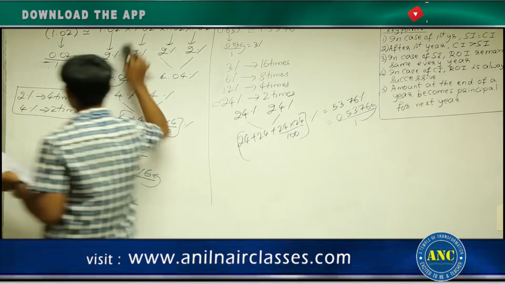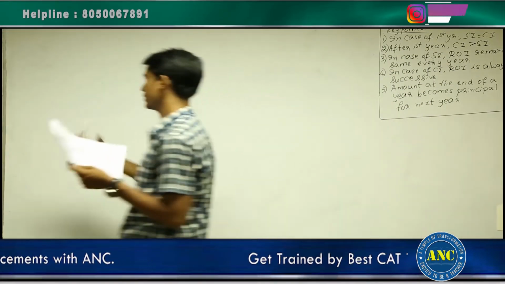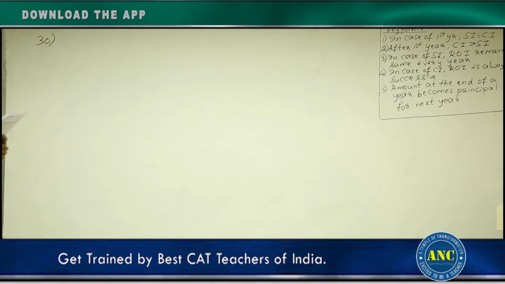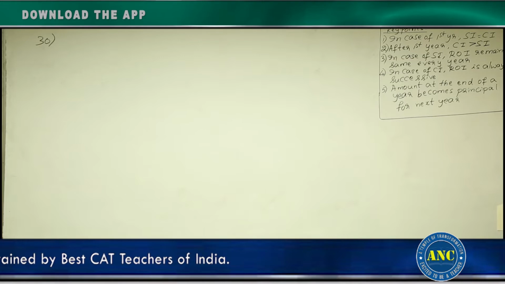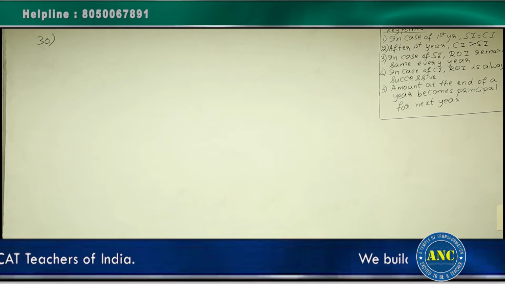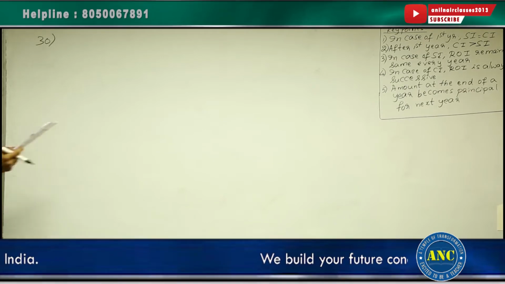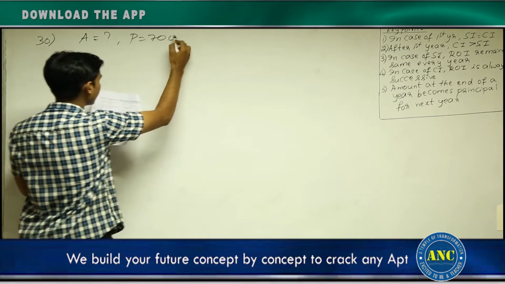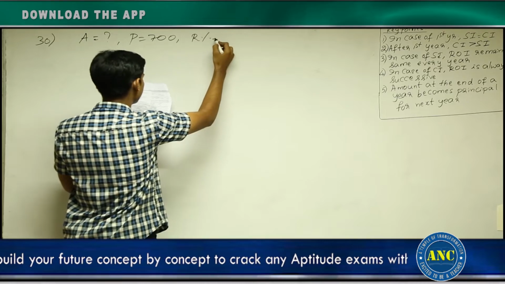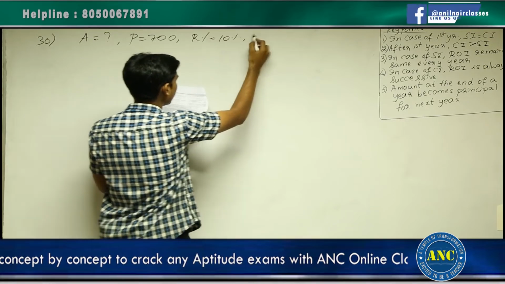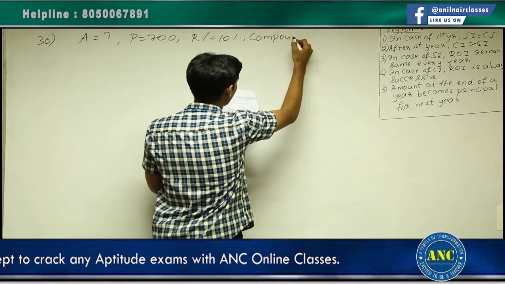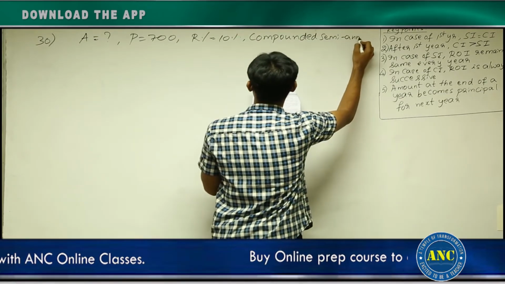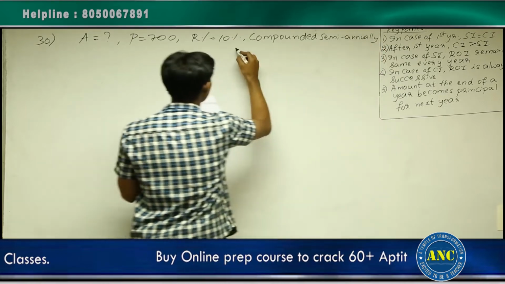Please see your 30th question. Find the amount after 2 years compounded semi-annually at 10% rate of interest under compound interest for a principal of 700. They are asking to find the amount. Principal is given as 700. Rate of interest is given as 10%. Compounded semi-annually. Number of years is given as 2 years.